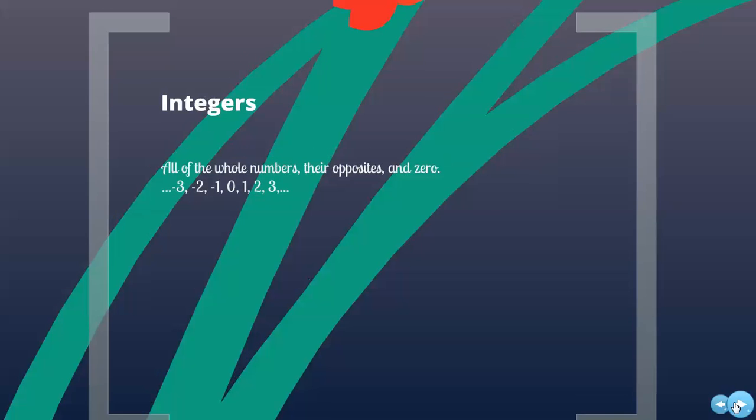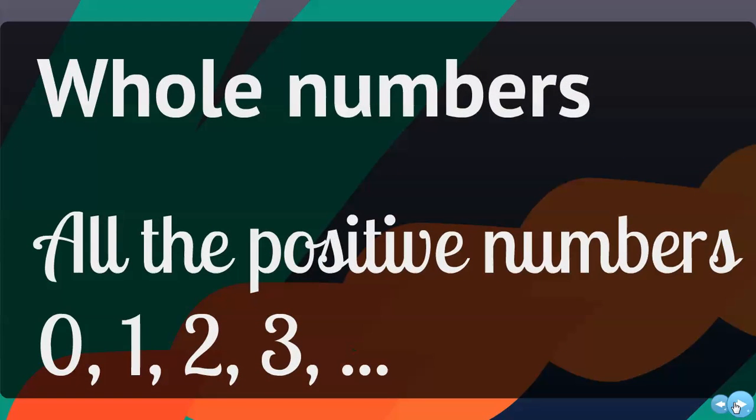Now, some of the integers are also called whole numbers. The whole numbers are all the positive integers, 0, 1, 2, and 3, so on and so forth. Notice that all of the whole numbers are integers. They are also rational because we could write them all as a fraction, just putting them over 1, and the denominator would be 1, and they are all real numbers.